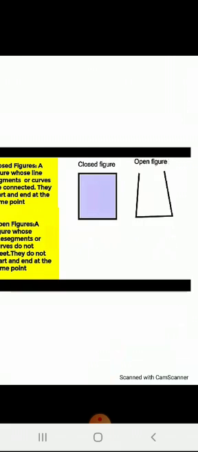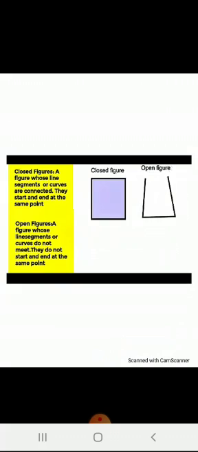Now is it clear what is a closed figure? All the line segments should be connected with each other. They should start and end at the same point. What are open figures? Line segments that are not connected at the starting and ending point. They start at one point and end at a different point. So we'll say them as open figures.